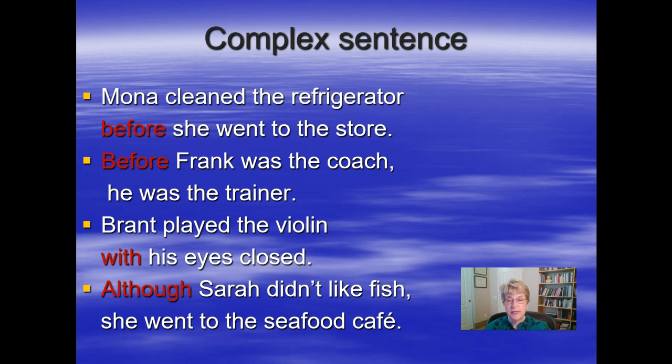Brant played the violin with his eyes closed. Notice there's no comma because the subordinating conjunction is in the middle of the sentence. Although Sarah didn't like fish, comma, she went to the seafood cafe. So continue working on these little stories until the pattern is so familiar you don't have to think much when you're writing your sentences.